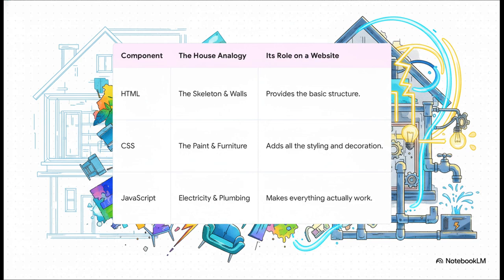So, to really get where JavaScript fits in, this house analogy is perfect. Imagine you're building a house. The HTML is your skeleton and walls. It gives you the basic structure. Then you've got CSS, which is all the paint, the furniture, the decorations, everything that makes it look good. But nothing works yet. JavaScript, that's the electricity and the plumbing. It's the hidden stuff that actually makes the lights turn on and the water run. It's what makes the house a home you can live in.